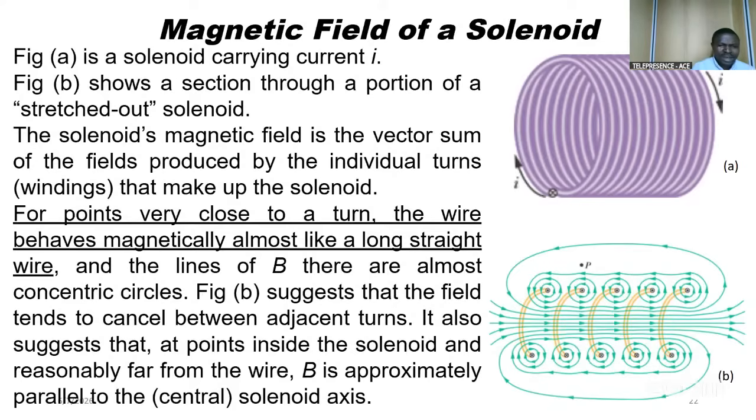So the solenoid magnetic field is the vector sum of the field produced by the individual turns that make up the solenoid. For a point very close to a turn, take note of this one I underline, the wire behaves magnetically almost like a straight wire. But outside the solenoid, the magnetic field there is zero.